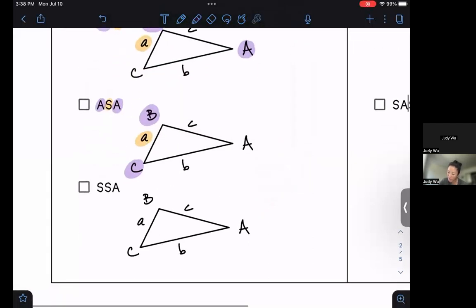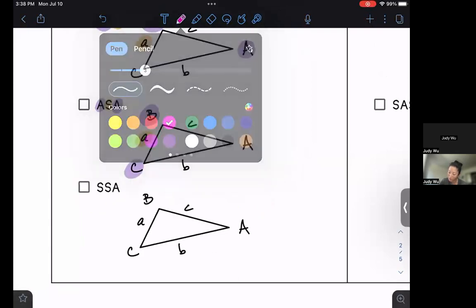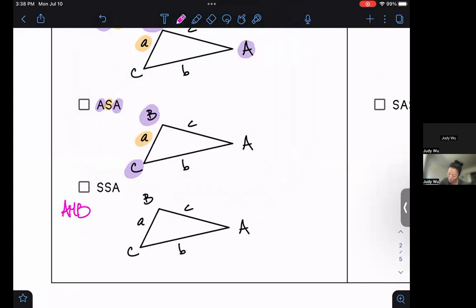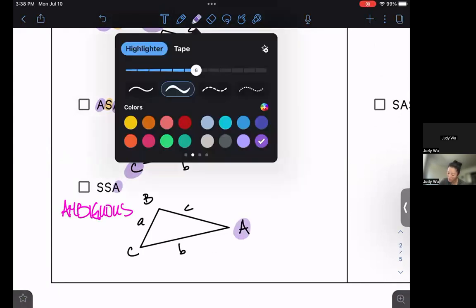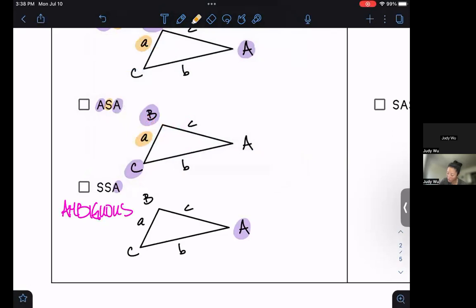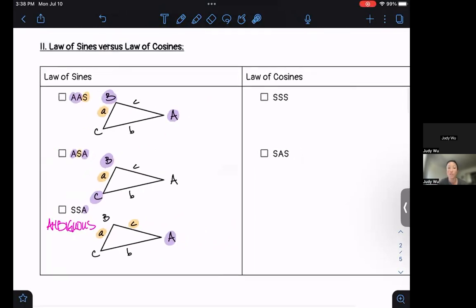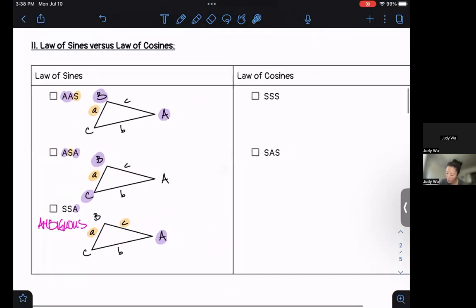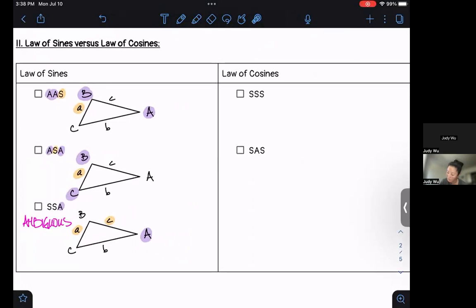Last but not least, we had the one that was our ambiguous case, meaning that we might have 0, 1, or 2 triangles, and we weren't really sure until we took a look at whether we had an angle and the two sides, so maybe c and a, or maybe angle A and the sides b and a. So this should give us a pretty good visual of when we use which case, but let's take a look at the law of cosines.